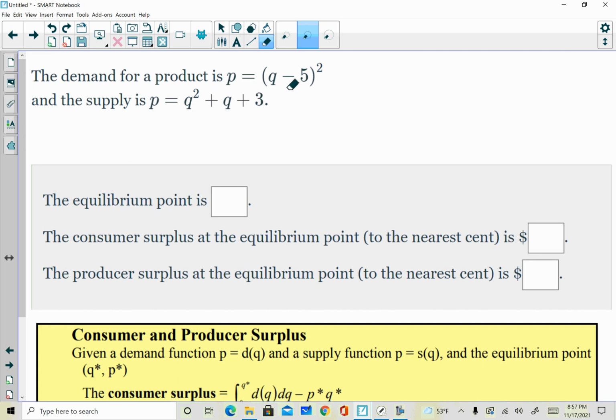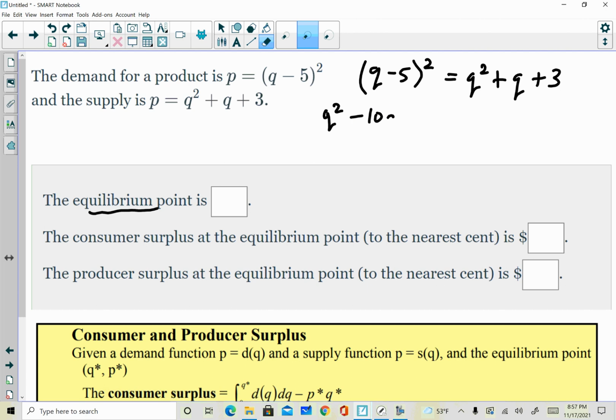Demand for a product is given, supply is given. Equilibrium is when the demand and the supply are equal. Q minus 5 squared is equal to Q squared plus Q plus 3. Q minus 5 squared is the same as Q squared minus 10Q plus 25. That's Q minus 5 times Q minus 5. Copy the other side.